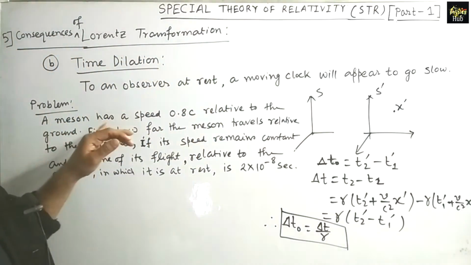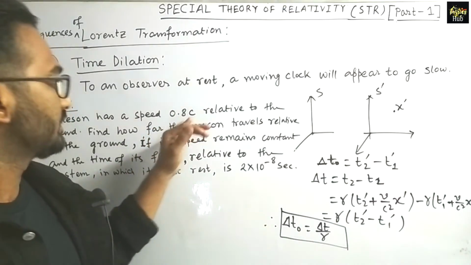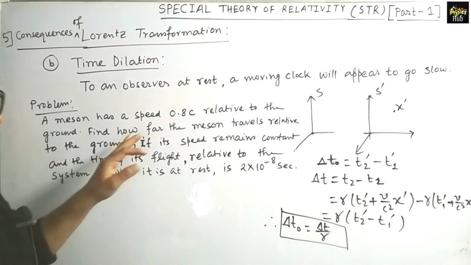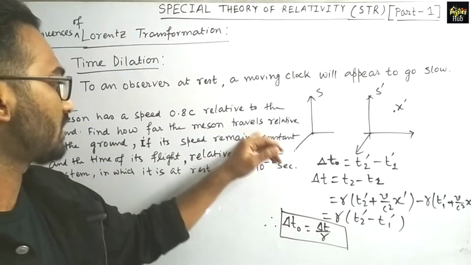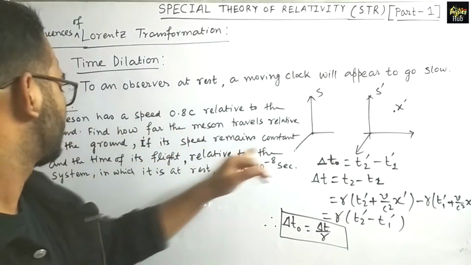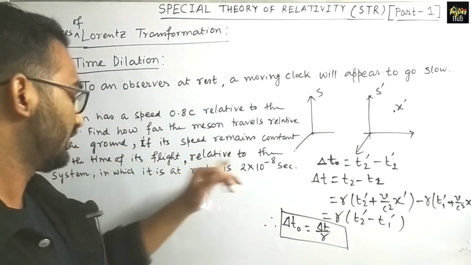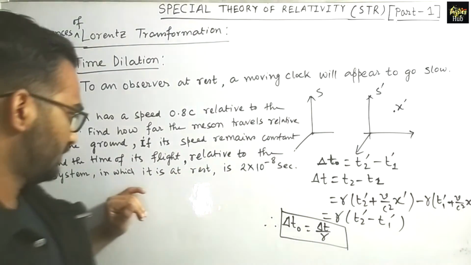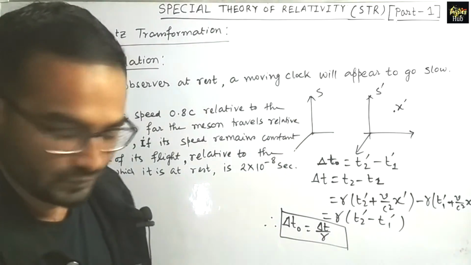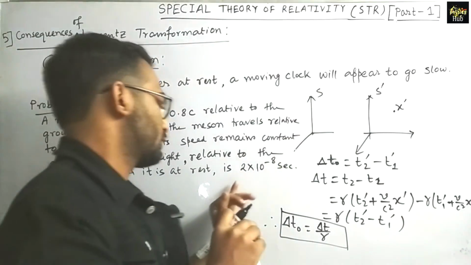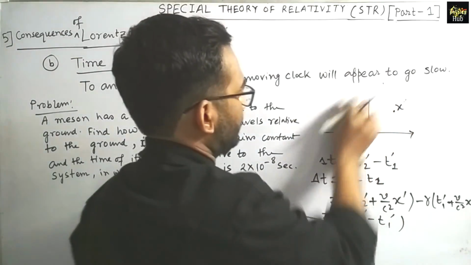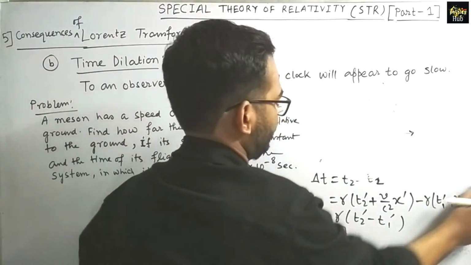A muon has a speed 0.8 c relative to the ground. Let's suppose this is the ground. Find how far the muon travels relative to the ground if its speed remains constant and the time of its flight relative to the system in which it is at rest is 2 into 10 to the power minus 8 second. So the proper time interval is 2 into 10 to the power minus 8 second. Okay, so let's discuss the solution of this problem.